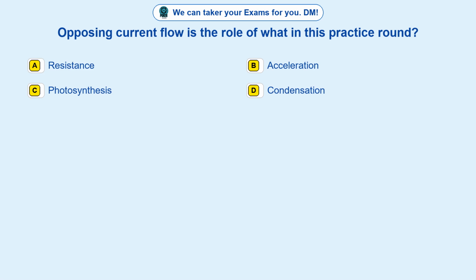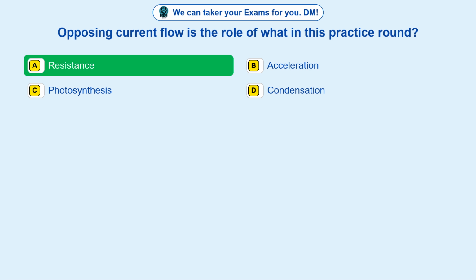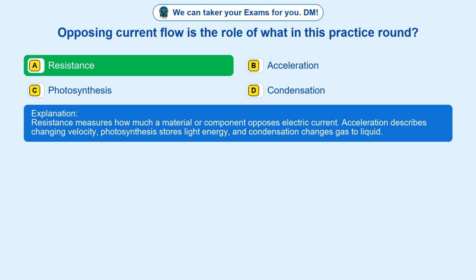Question 71. Opposing current flow is the role of what in this practice round? Option A, resistance. Option B, acceleration. Option C, photosynthesis. Option D, condensation. The correct answer is option A. Resistance. Resistance measures how much a material or component opposes electric current. Acceleration describes changing velocity, photosynthesis stores light energy, and condensation changes gas to liquid.